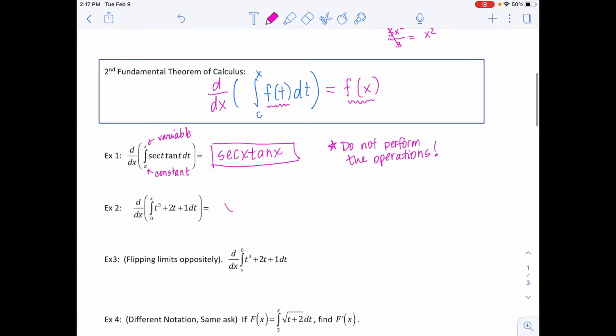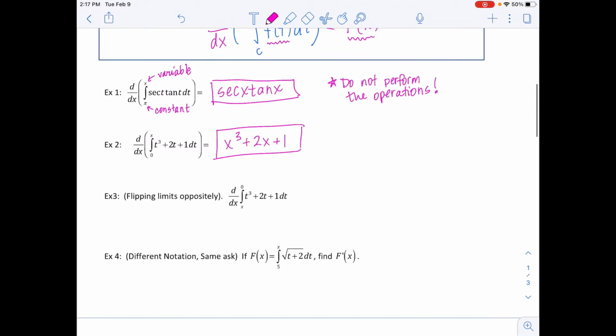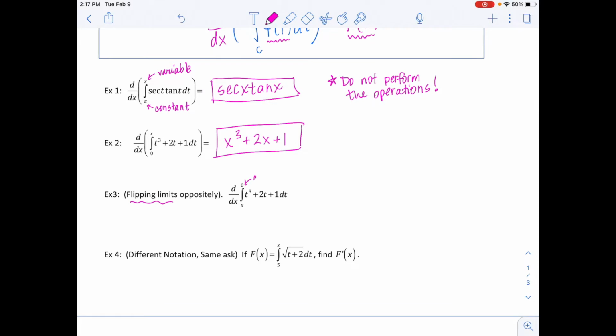And if you correctly put x cubed plus 2x plus 1, you did it right. Example 3 takes us on a little switcheroo here. All this does is flip the limits. So now we've got the constant on top, and we have the variable on the bottom. This doesn't make it any harder. We just have to remember, like we normally do when we flip the limits, that flipping the limits makes the integral's value opposite, and that's exactly what it does here.